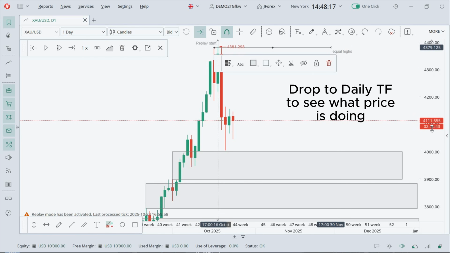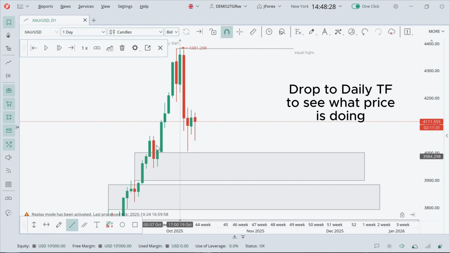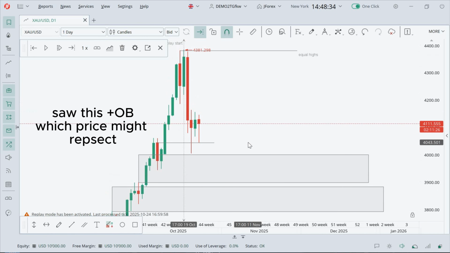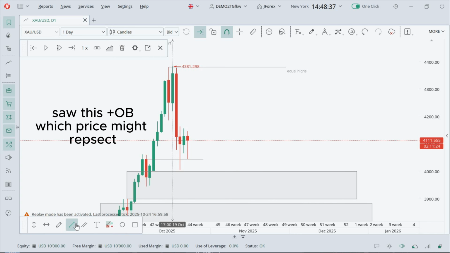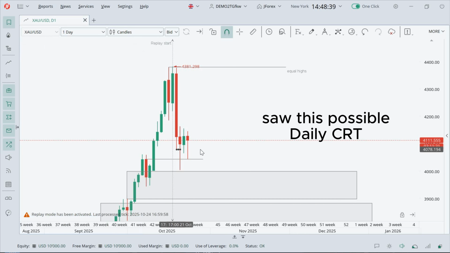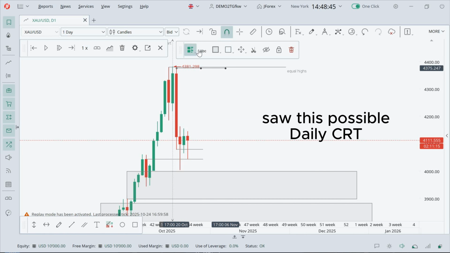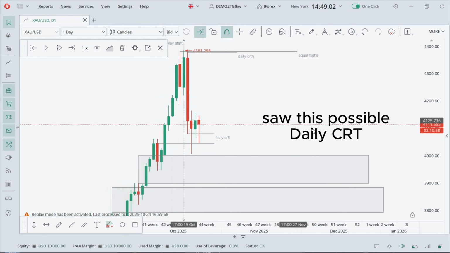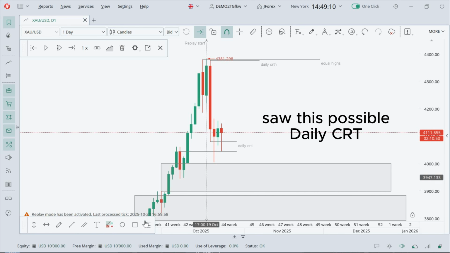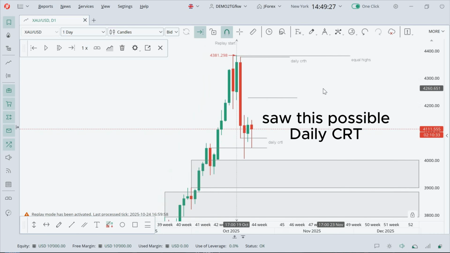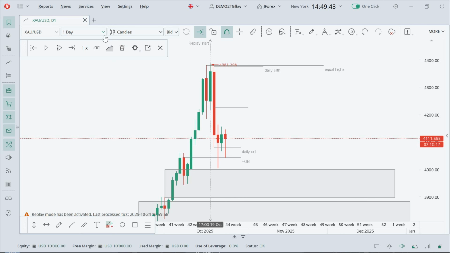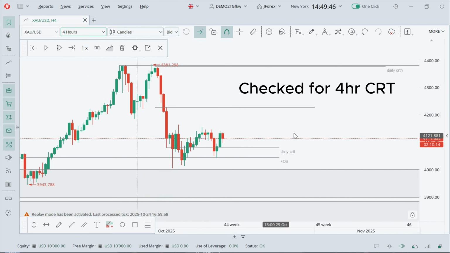Now we head to the daily time frame to see what our price is doing. We plot that order block where we anticipate price to respect because price is bullish. There's a possible daily CRT that might happen. We are only anticipating. Let's mark the levels: the daily CRT high, the daily CRT low, and the 50% level, which is also very crucial because that is where we will take our partial profits.